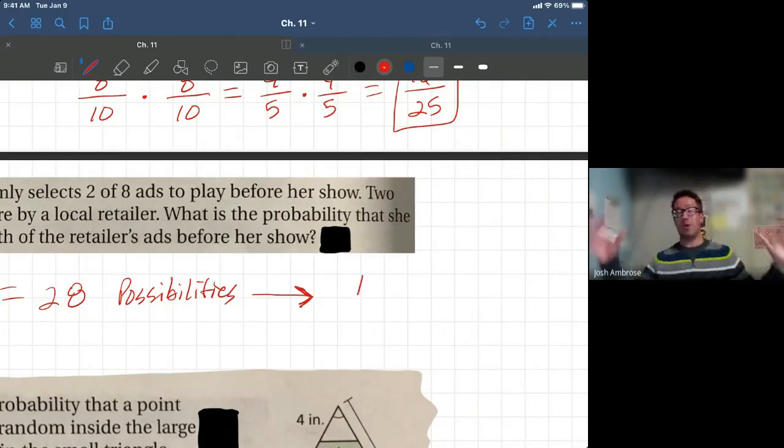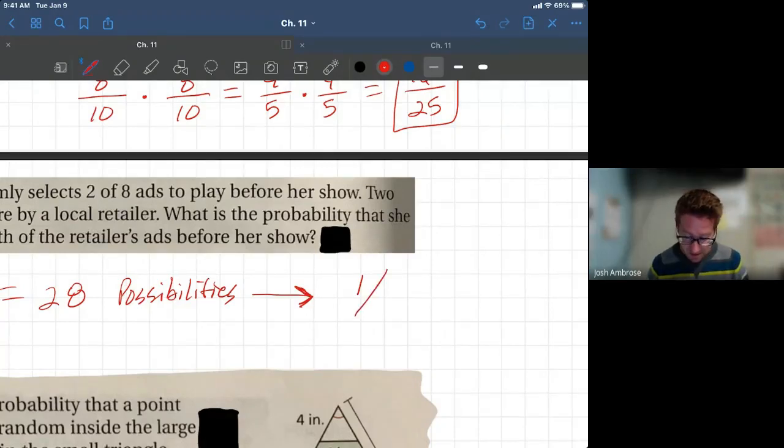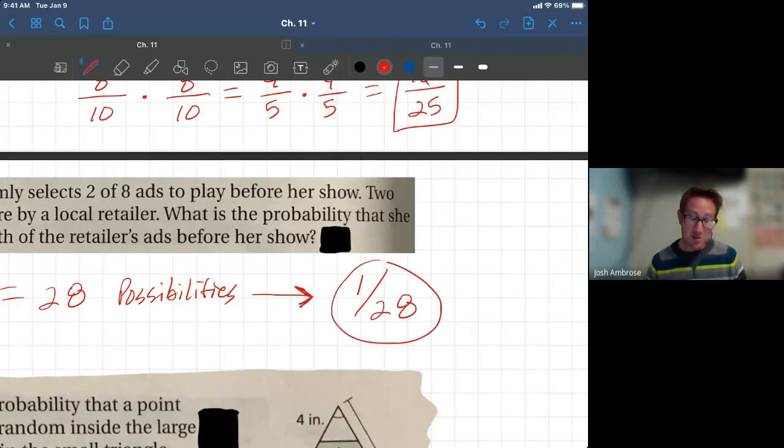So there's 28 possible combinations, but there's only one combination that comes up when you pick those ads from the same retailer. So your final answer is actually 1 over 28. 28 is the total possibilities for all these combinations, but there's only one possible combination where you pick both from the same retailer. That's why the final answer is 1 over 28. All right, that's your favorable outcome.